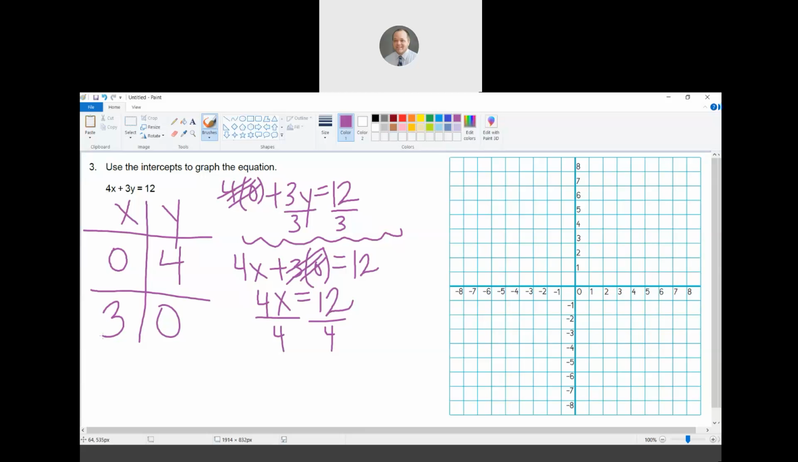Let's plot our 2 points and connect the dots to form our line. We have (0, 4), and we have (3, 0). And when we connect the dots, we have the graph of our line.